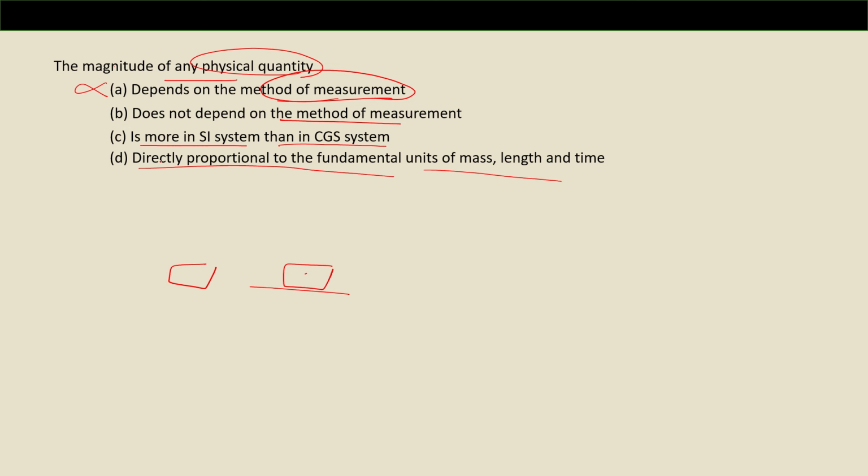Next is what? Does not depend on the method of measurement. कि method पे depend नहीं होना चाहिए. So basically ऑब्जेक्ट का जितना मास है वो उतना ही होना चाहिए भाई, किसी भी मेथड से मेजर करो. सो डेफिनेटली ये वाला अपना करेक्ट हो जाना चाहिए. ऑप्शन बी इज करेक्ट.